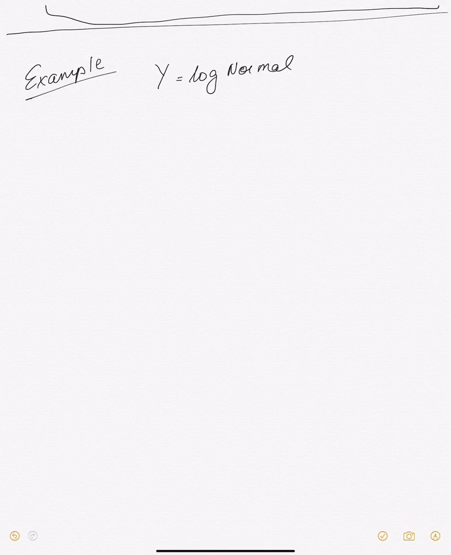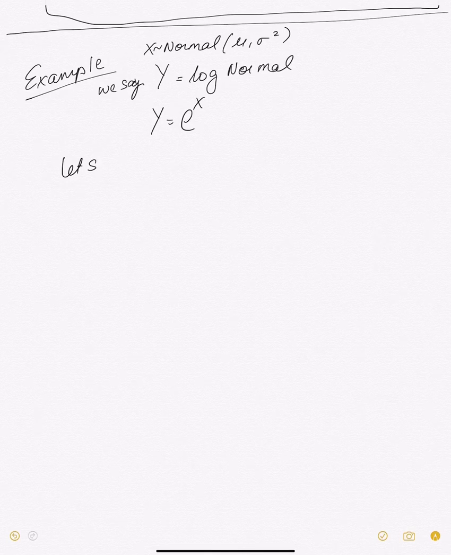So what would that be? So you have x is a normal random variable, and let's say the parameters are mu and sigma squared. Y is log normal. Y is e to the x, because now if you take a log of y, you do get normal. Okay, so we say y is log normal in this situation. All right, so let's find the probability density function of y.